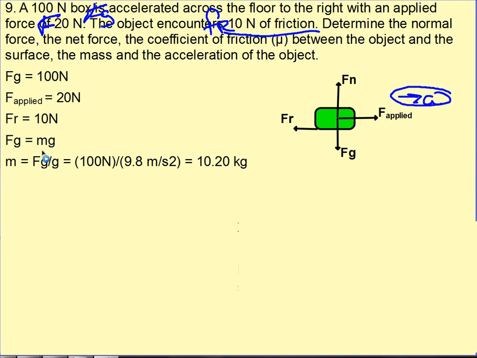Now, the first step, find the mass. If I give you mass, find the weight. If I give you the weight, find the mass. So, Fg is equal to mg. Solve this for the mass. Mass is Fg divided by g, so it's 100 divided by 9.8, or 10.2 kilograms. So, right off the bat, you get one of these off your list.